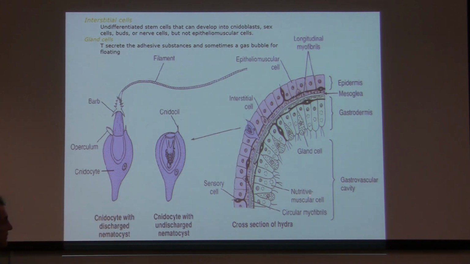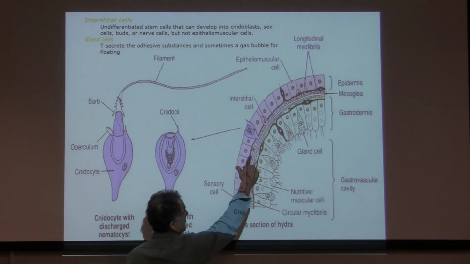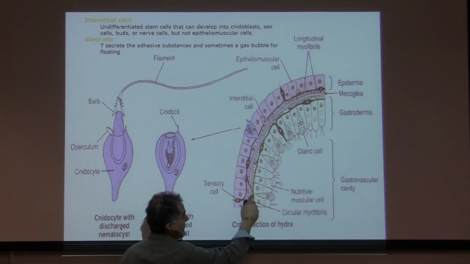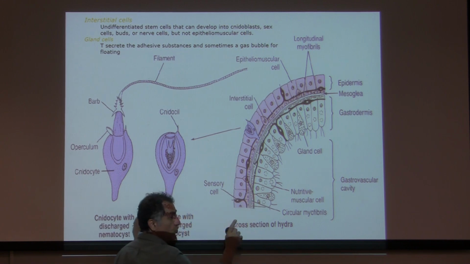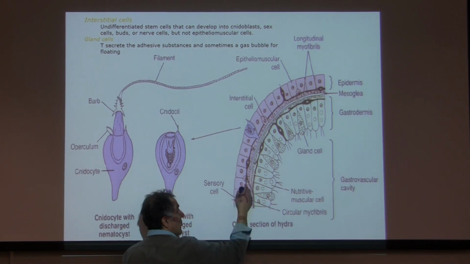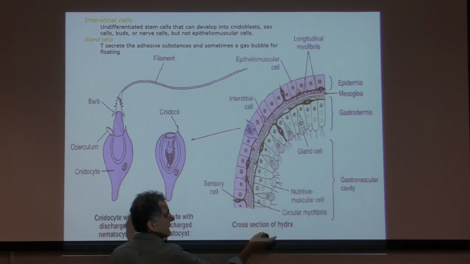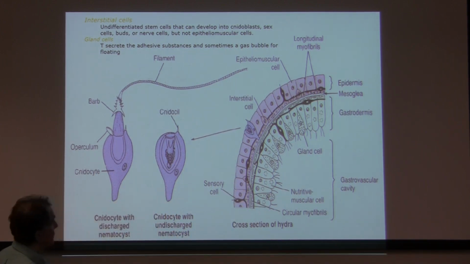I'm not too concerned with nutritive cells, so do not worry about it. But you should know that underneath the sensory cells, the nerve cells, there are muscle fibers. There are no actual muscle cells like us. We have muscle cells. They do not. They have muscle fibers that are attached at the bottom of the epithelial cells, and that's what they call them, epitheliomuscular cells.